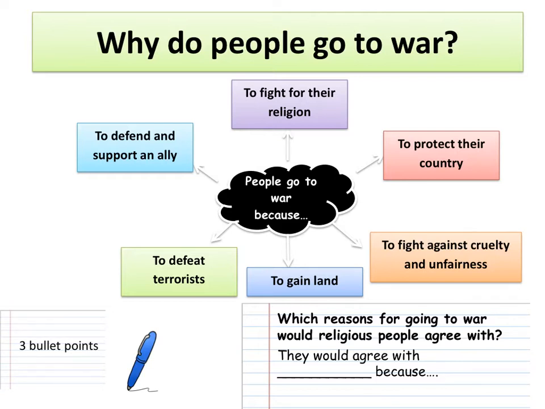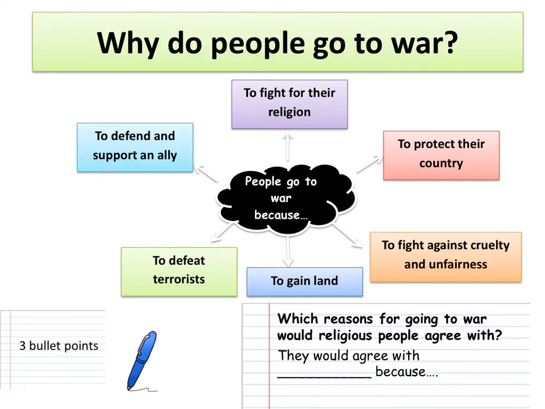Another reason could be to fight against cruelty and unfairness. Much of the time, civil war is done against people who are perceived to be cruel and unfair to their people, and the people rise up against them. Equally, many wars have been waged in the past against people who internationally are seen to be cruel and unfair and treating their people unfairly.